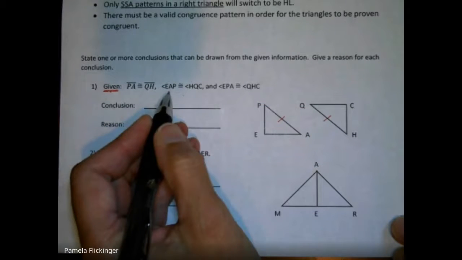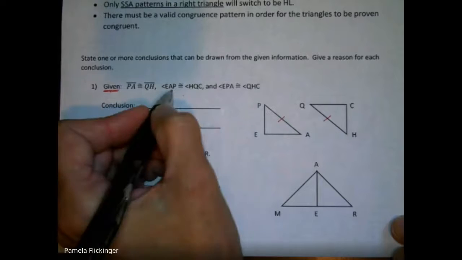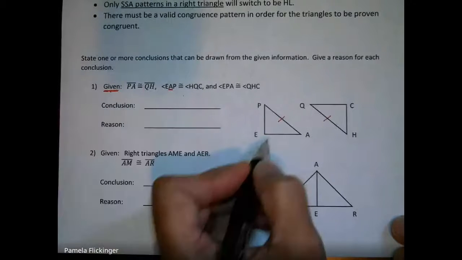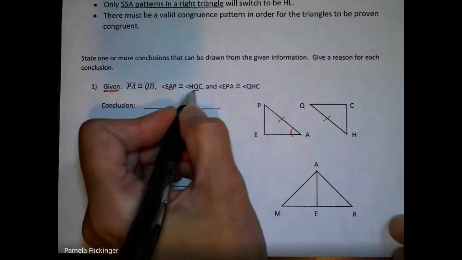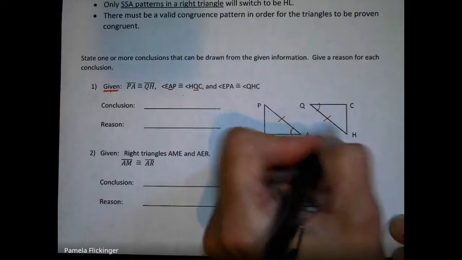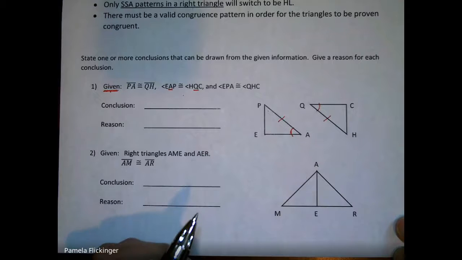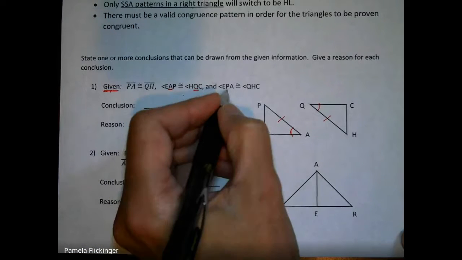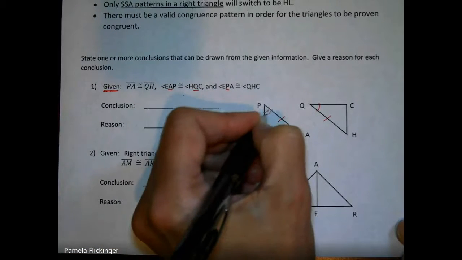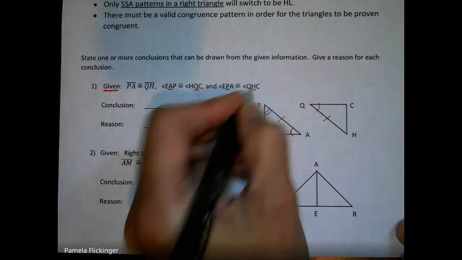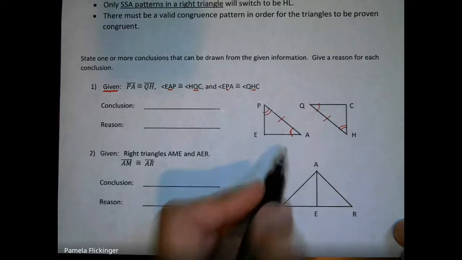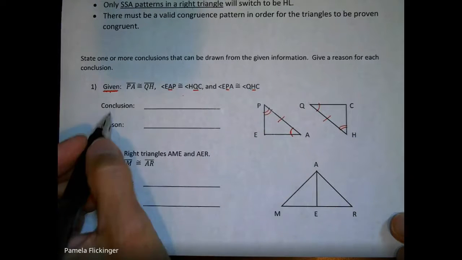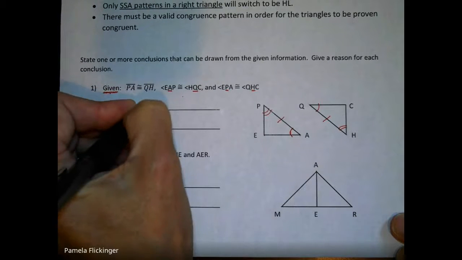We've got angle EAP. So remember, the middle letter is your corner. So EAP is right here. And HQC is up there. So that's one angle pair. And then angle EPA and angle QHC. All right, so once we mark, all right, our conclusion is that triangle, and I'll call this triangle PEA, is congruent to triangle.